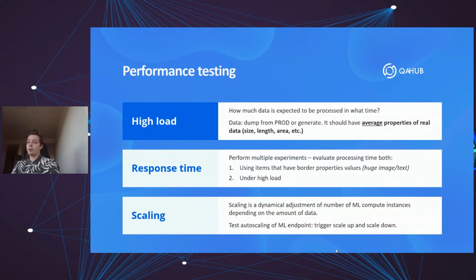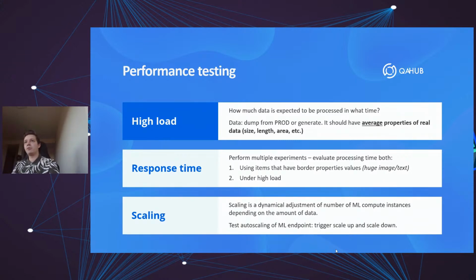Now let's move on to performance testing, which is also extremely important if we have ML in our app. Firstly, we have to check overall system performance under high load. We should answer the question: how much data is expected to be processed in what time? Then we should prepare data items, for example, dump data from prod or generated. But here comes the really important point: our data set for performance testing should have average properties of real data, like file size, maybe length of the text documents, area of the images or pages, and so on.